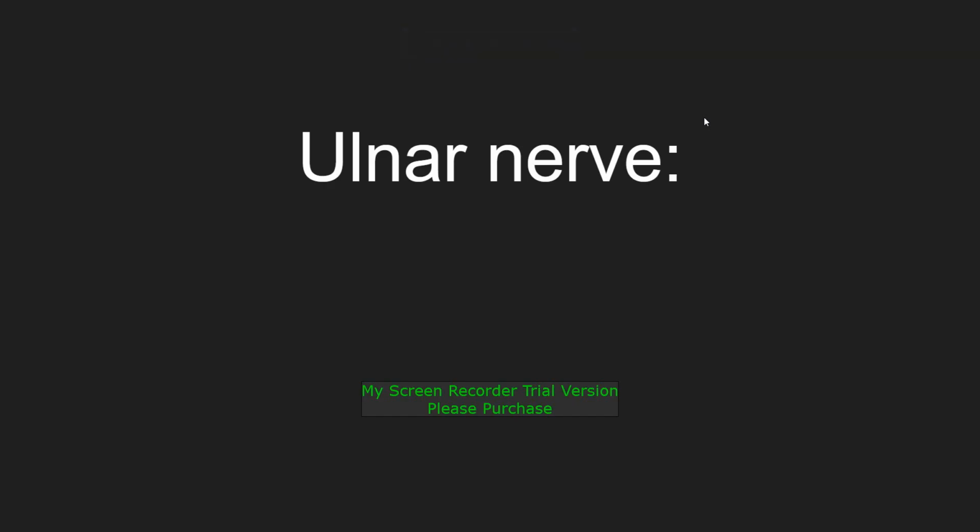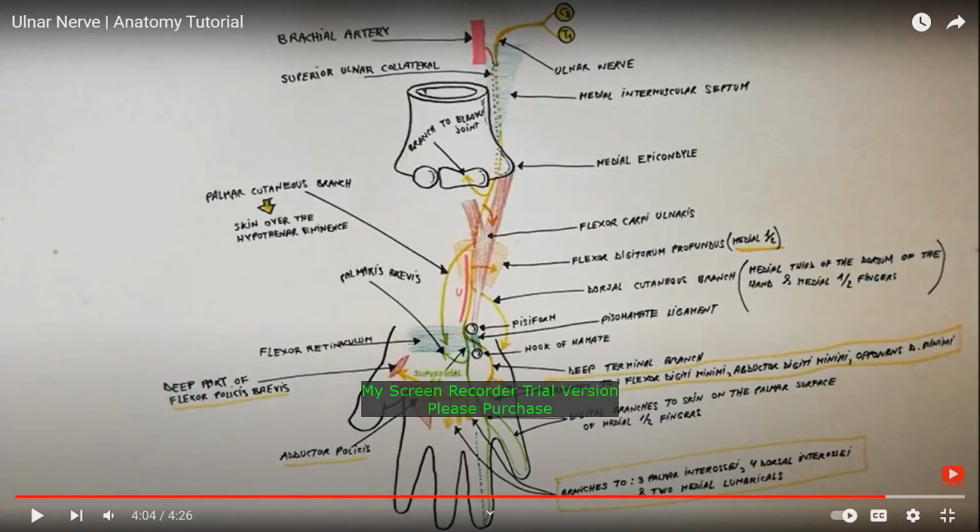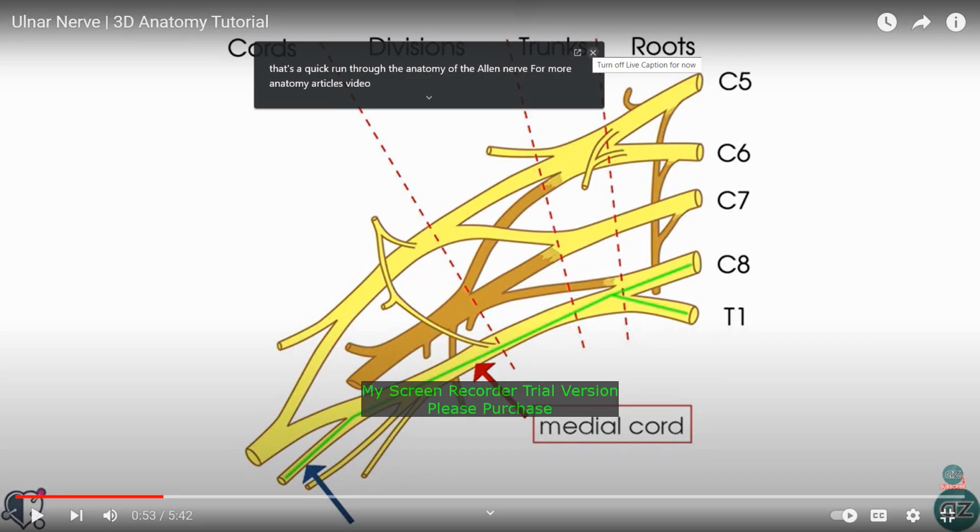Hello everyone. Today we are going to talk about the ulnar nerve. This is a picture of the ulnar nerve, but let's go through this.